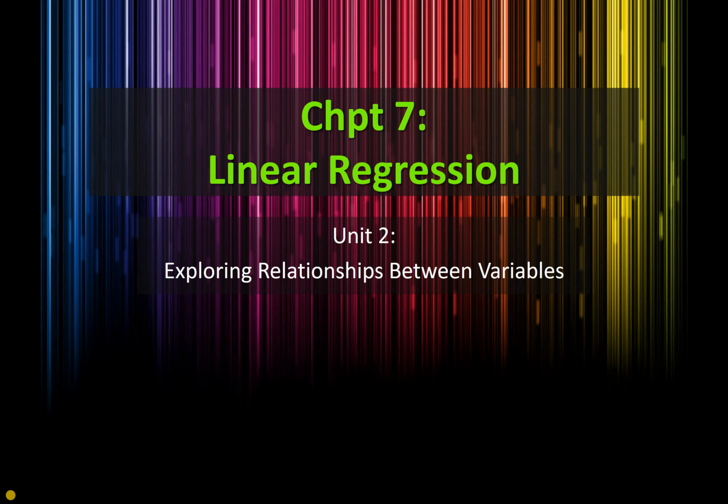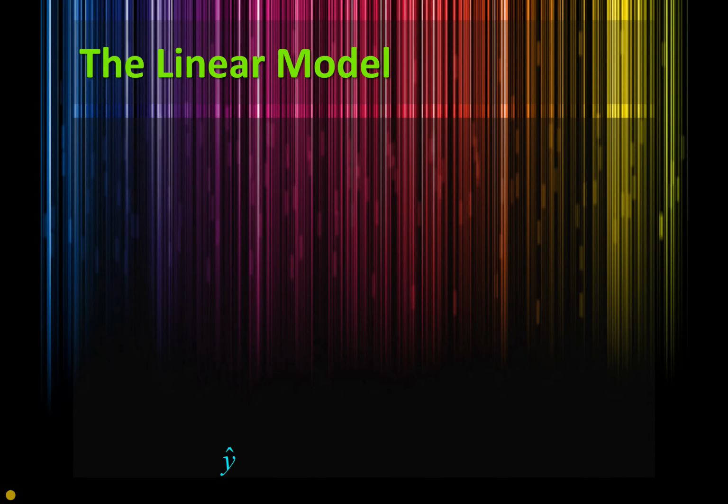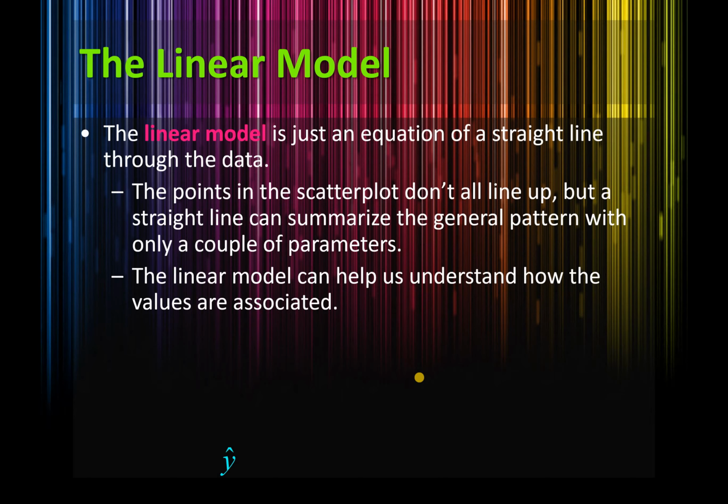But again, they have to be specific types of variables in order for linear regression to work. They have to be quantitative, both of them. Now, what we're doing here is we are trying to fit a linear model to our data. A linear model is just what you would expect. It is an equation of a straight line through the data. The emphasis here is on a straight line.